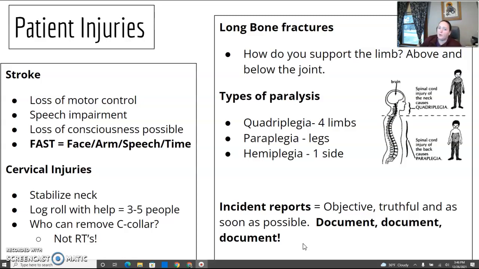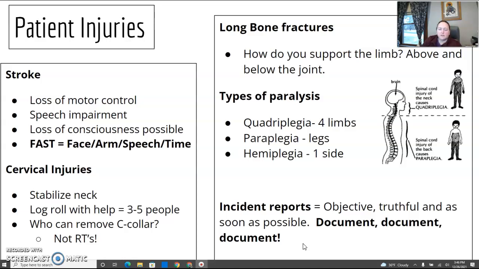If there's a long bone fracture, how should you support the limb? Above and below the joint, being aware of where the fracture is, making sure the distal end is not falling off the stretcher. You want to make sure everything is supported. Ask for help, communicate that help, and communicate to the patient what you need or what you're going to do.